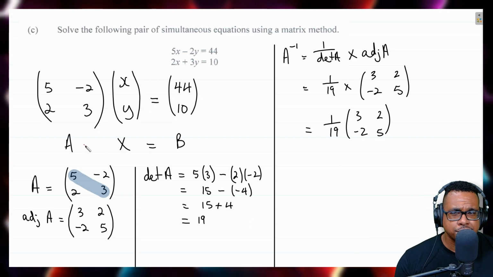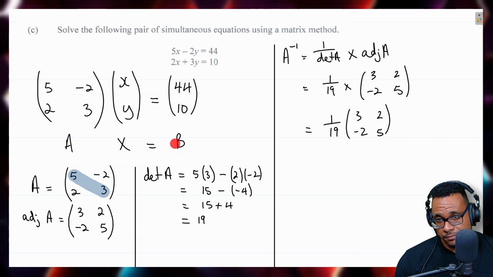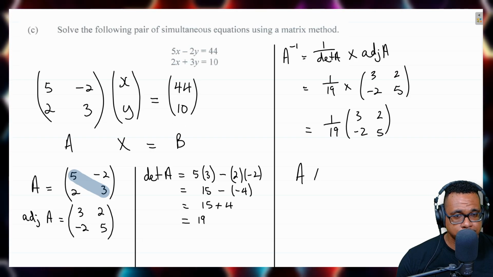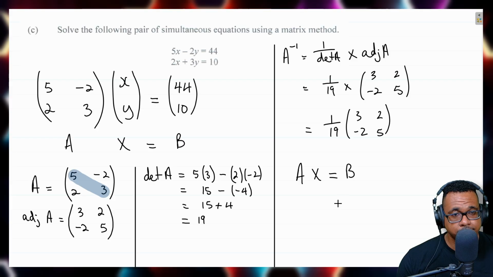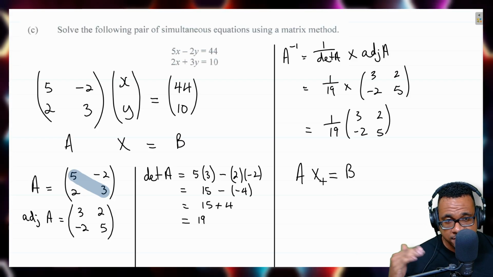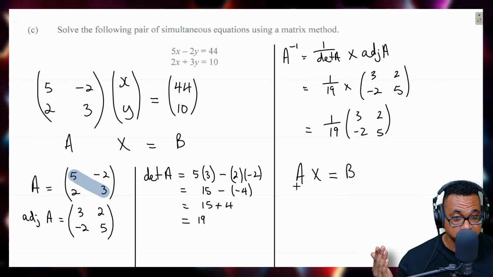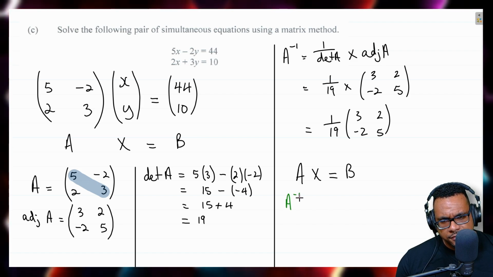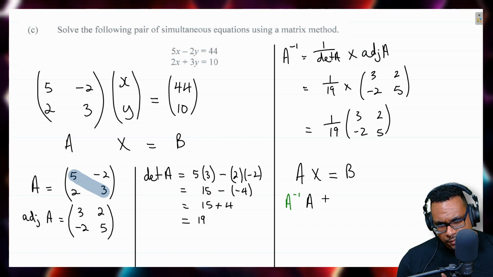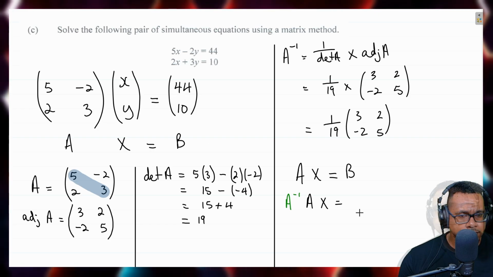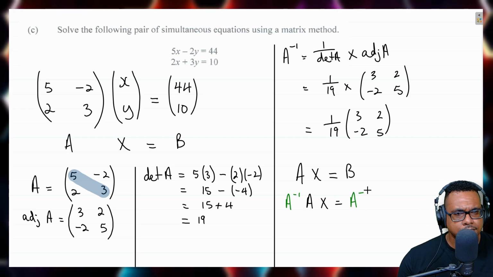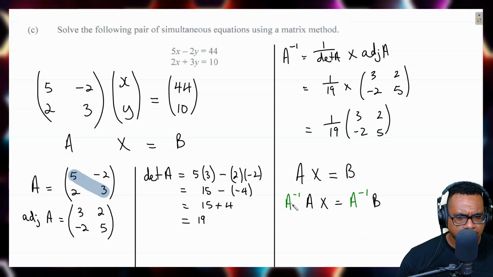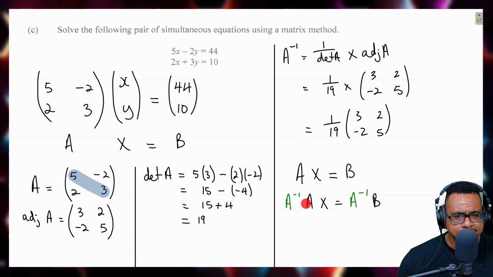So now let's come back to this form where we have A times X is equal to B. So we're going to have the matrix A times the matrix X is equal to the matrix B. And what we want to do is multiply both sides of the equal sign by the inverse of this coefficient matrix, which is the inverse of A. So I'm going to have A inverse times A times the matrix X is equal to A inverse times the matrix B. Now the thing is, when you multiply a matrix by its inverse, you get the identity matrix.